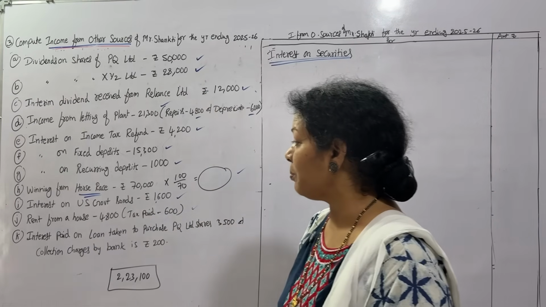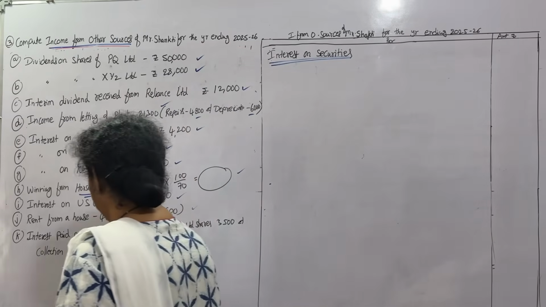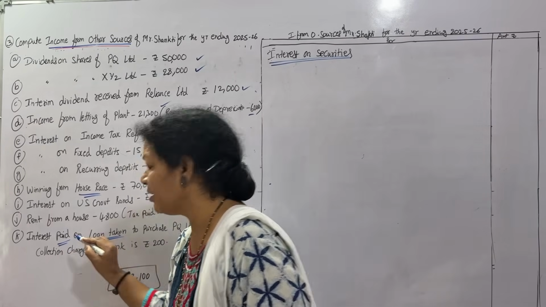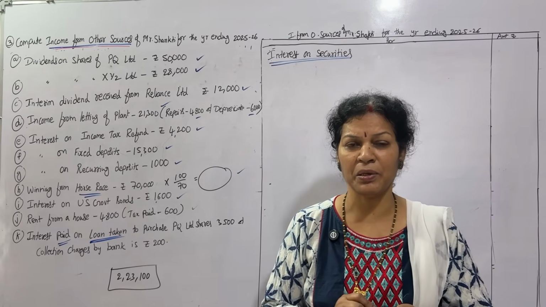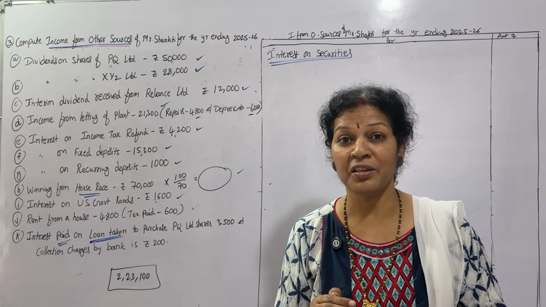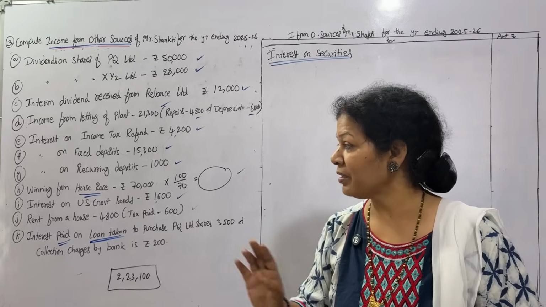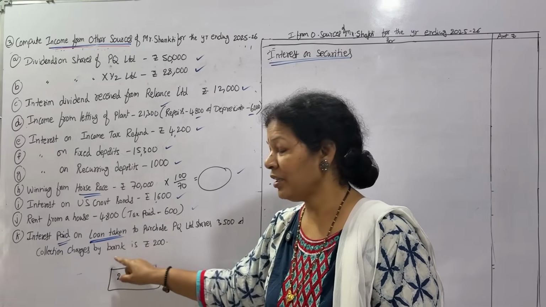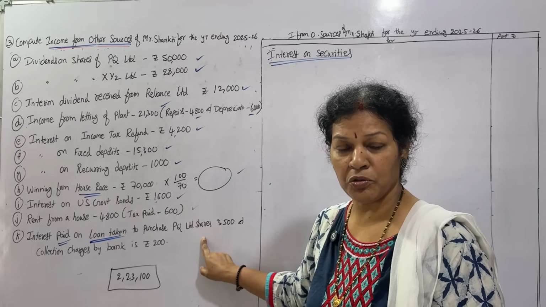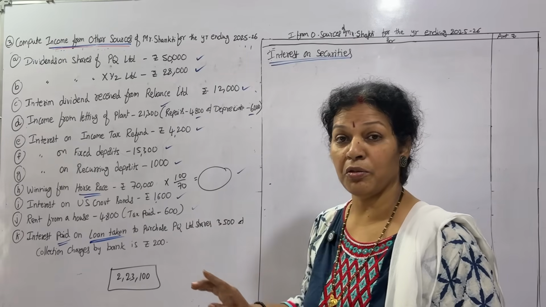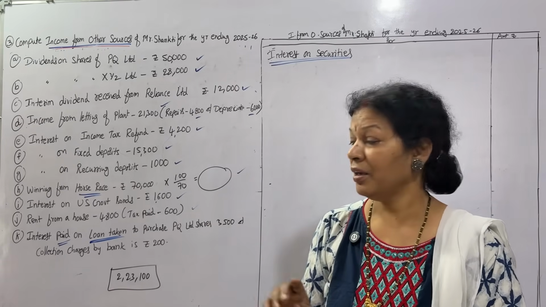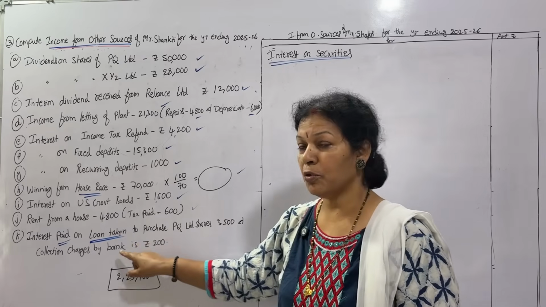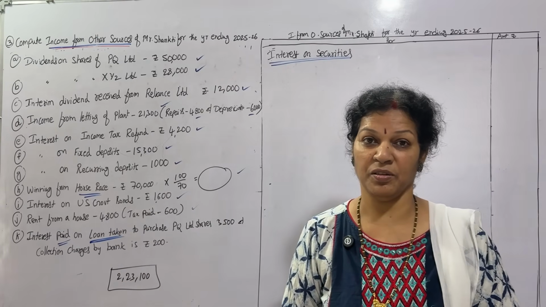Next, interest paid on loan taken. If we are receiving any interest, that will be income, and we'll consider it as income from other sources. But now here, I'm paying interest. For what purpose? Loan taken to purchase so and so shares. How much? 3,500 loan I have taken. And collection charges by bank 200. Both will be given exemption.